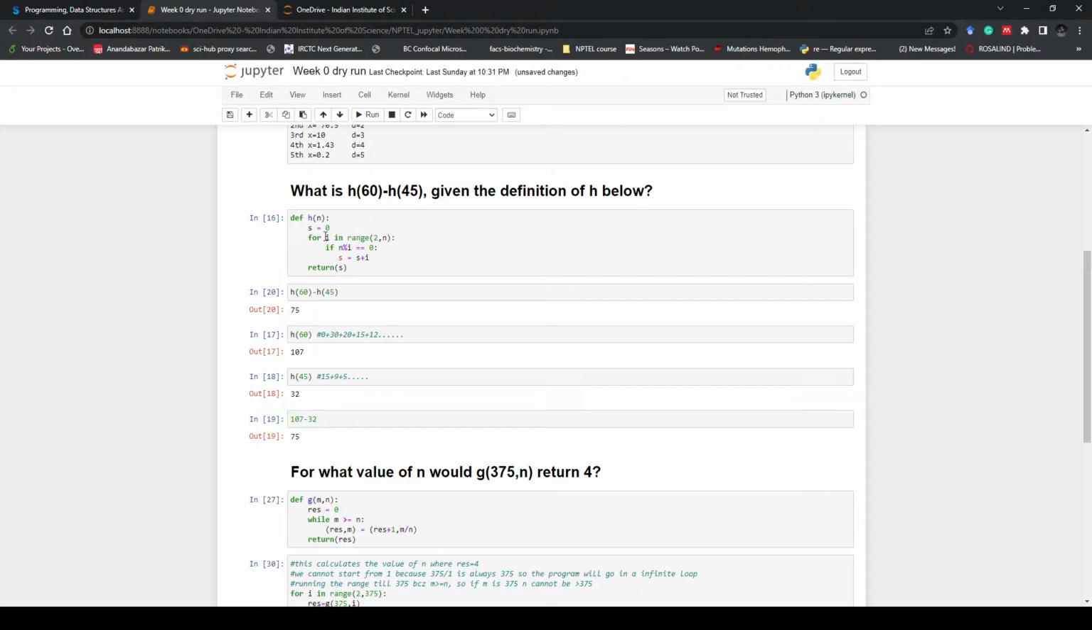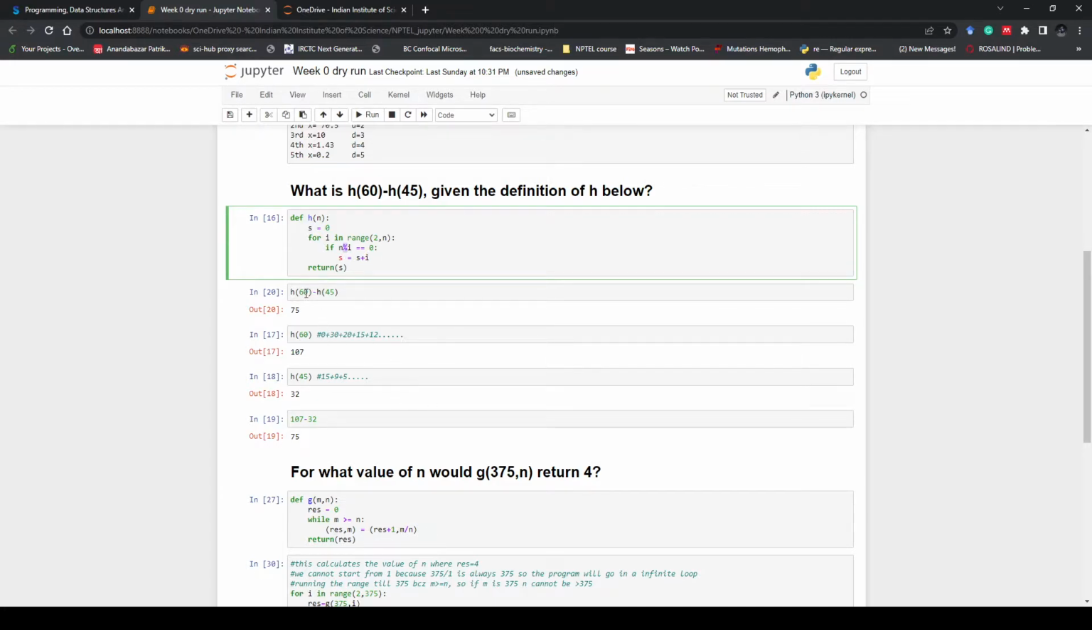If n by i, this particular thing means if I divide n by i, the remainder should be 0, correct? So n % i is equal to 0. If n % i is equal to 0, then s will be equal to s plus i.